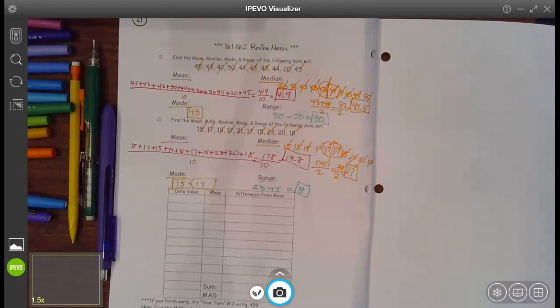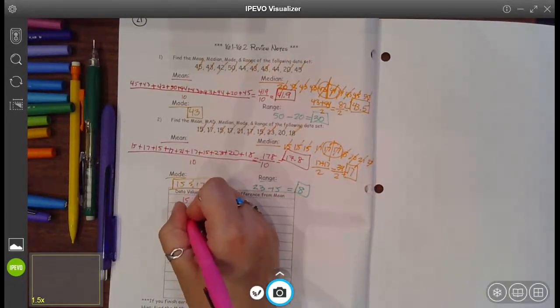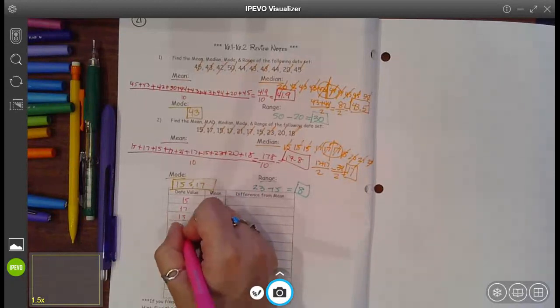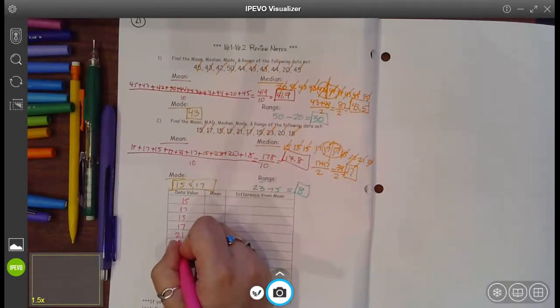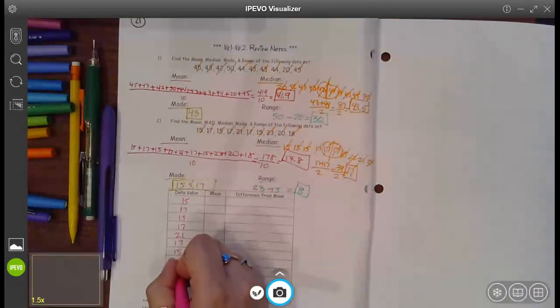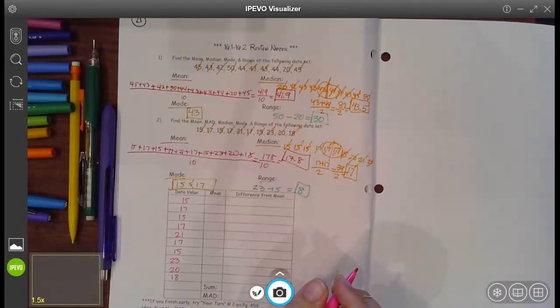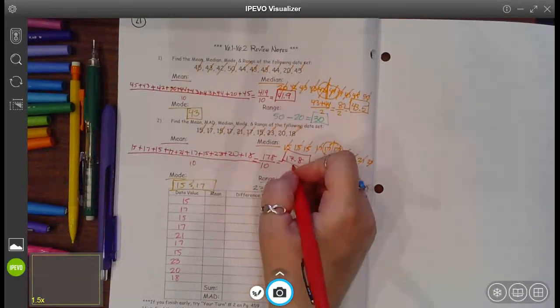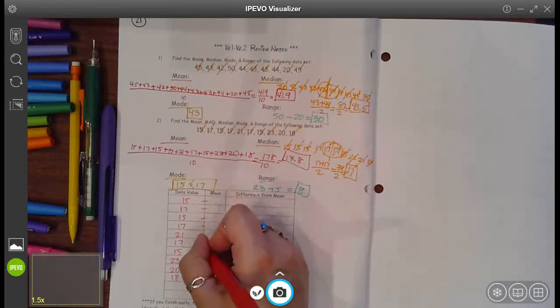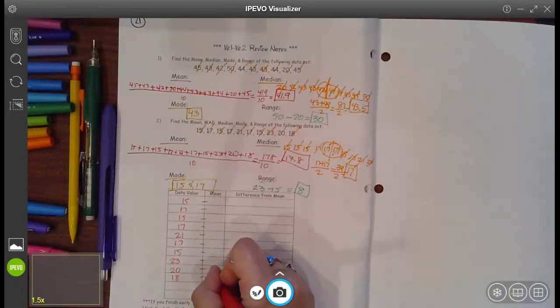Okay. Now let's try to find the MAD. So for this, let's first of all write down all the data values. You have 15, 17, 15, 17, 21, 17, 15, 23, 20, and 18 as your data values. Okay, you can use the mean. We already found it. It was 17.8. So subtract the mean of 17.8 from each of those.